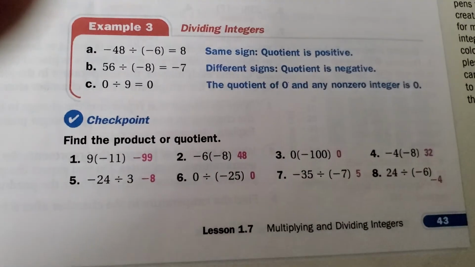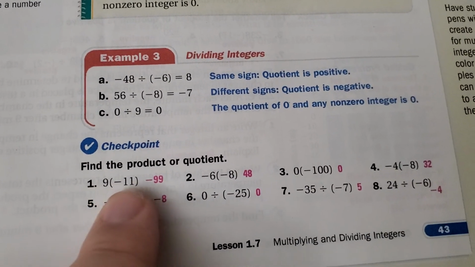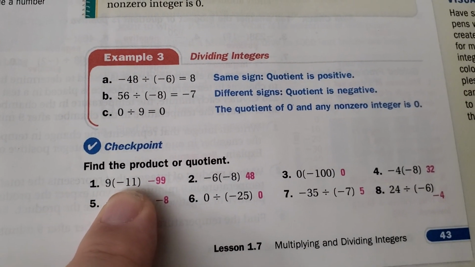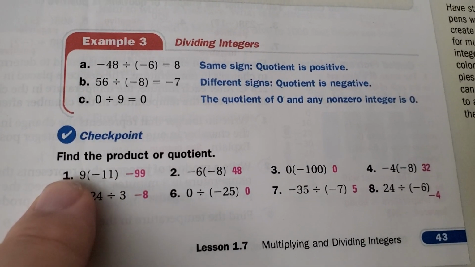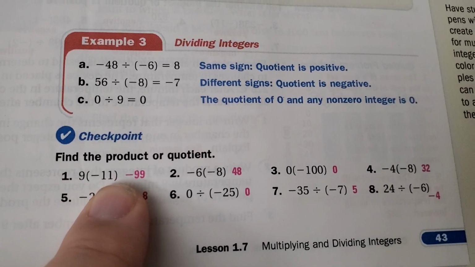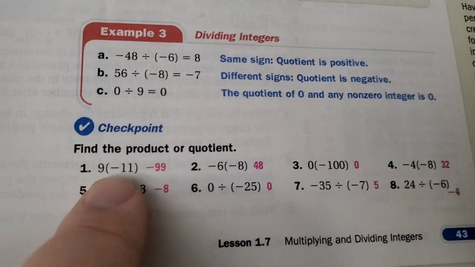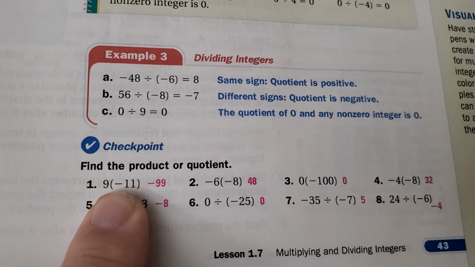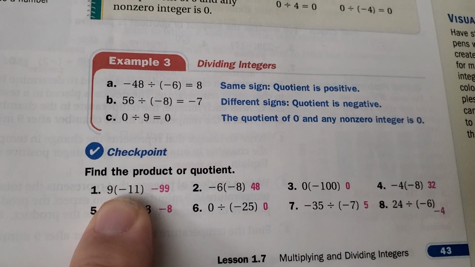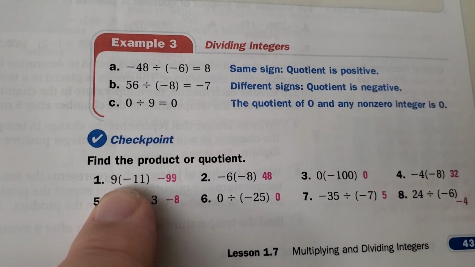For number 1, we have 9 times negative 11. Hopefully you remember that a number next to a number in parentheses means multiplication. It doesn't have the dot meaning multiplication. It doesn't have the X meaning multiplication. This is another way to see multiplication.